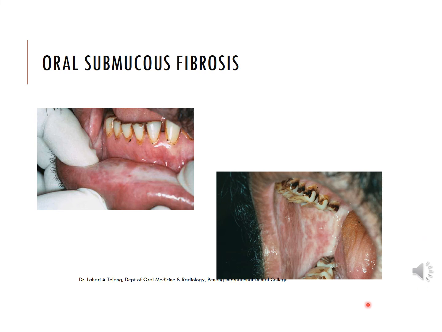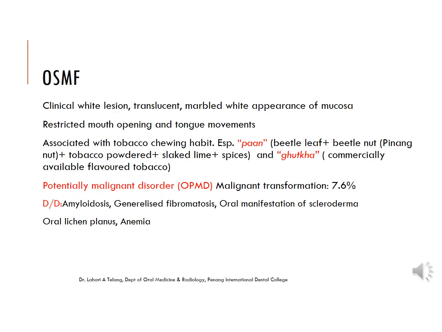One thing very important to observe is, first of all, there will be a lot of clues in the oral cavity to suspect that this patient has been using tobacco, like the stains that you see on the teeth here, classical tobacco or betel nut stains. OSMF is a clinical white lesion with translucent marbled white appearance of mucosa. There is restricted mouth opening and tongue movements.